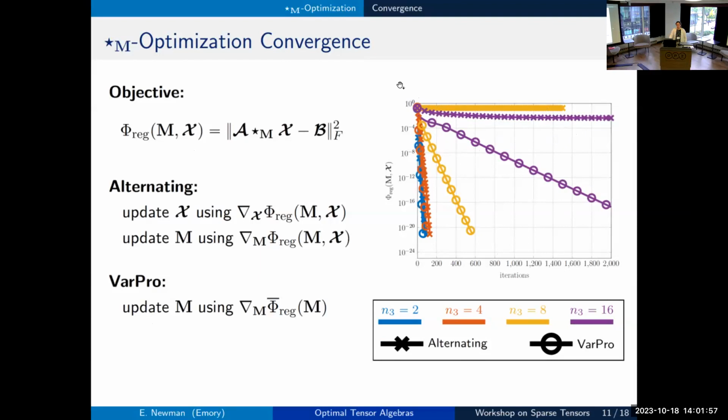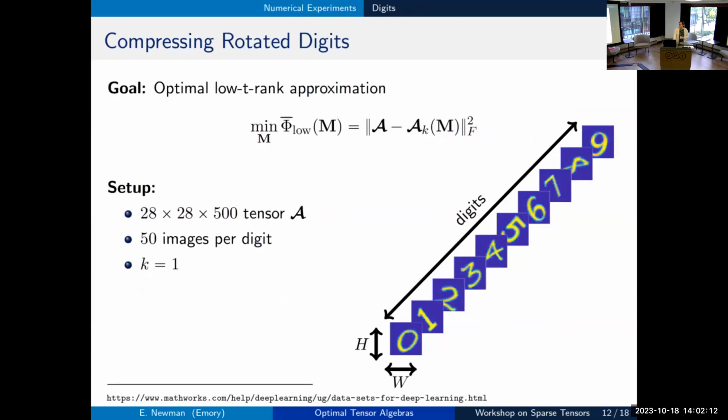So what this is evidence of is there is strong coupling between the representation and the transformation, and VARPRO seems to be the way to go if you want to optimize in this way. So then we looked at a compression problem, an image compression problem.